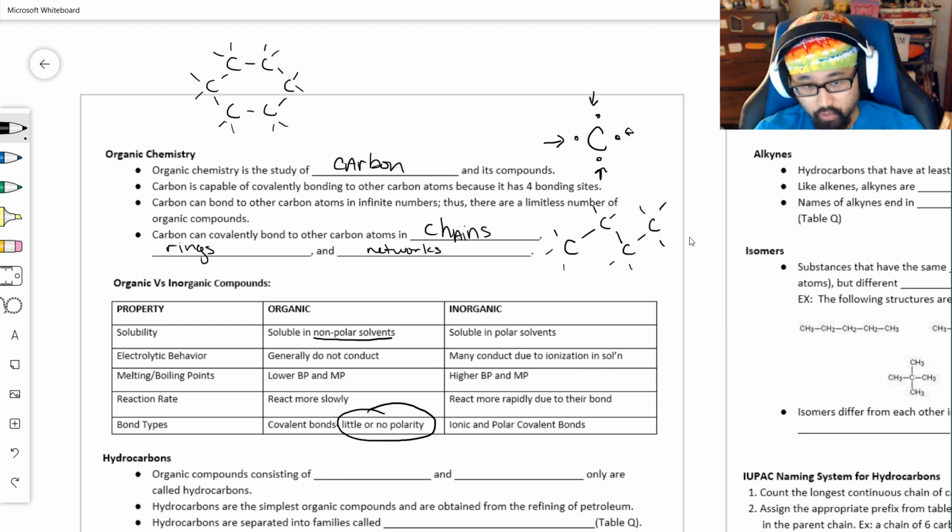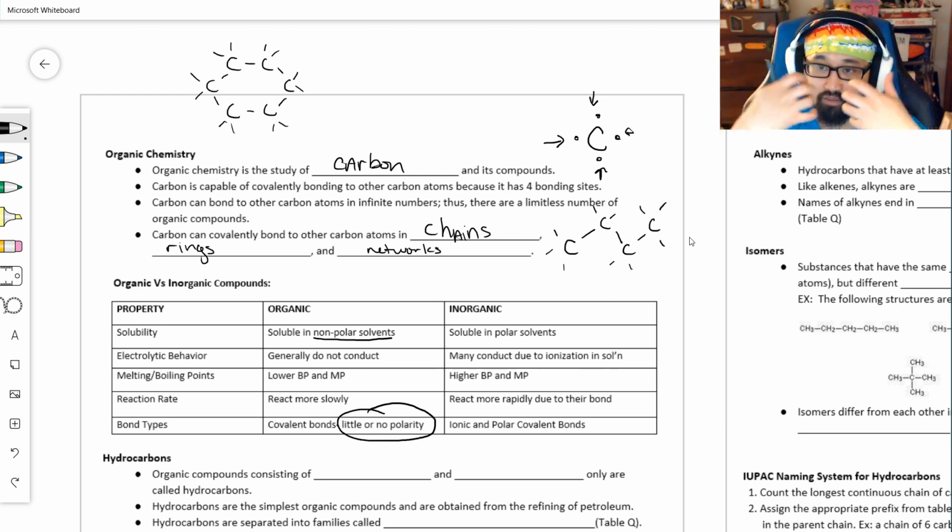Because it has no polarity, or little polarity, there's no negative positive side, they're not attracted to each other, so the boiling and melting points are low, because it's fairly easy to pull them apart. They don't have that strong intermolecular force of attraction.